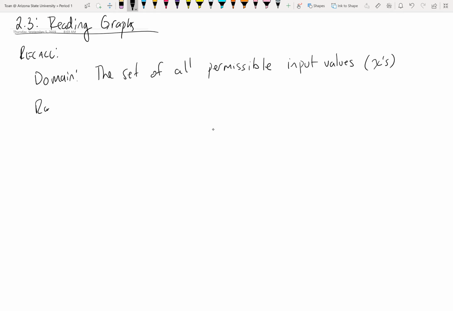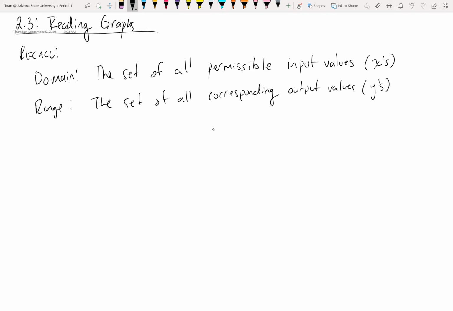And the range is the set of all the corresponding output values. And again, if this is a word problem, a contextual problem, the output values could be anything. It could be height, it could be length, it could be whatever. But if you're just doing a generic equation, output values are usually Y's. So if I have a graph in front of me to figure out the domain and range, I literally just read where are all my X's, where are my Y's.